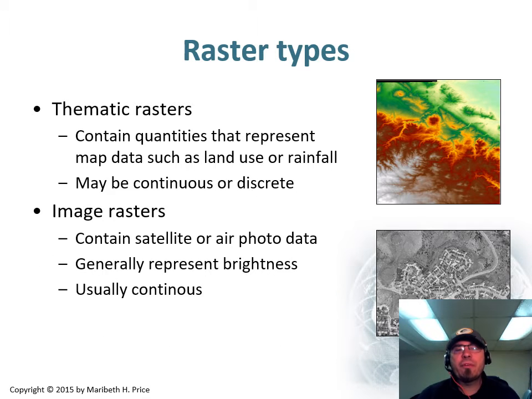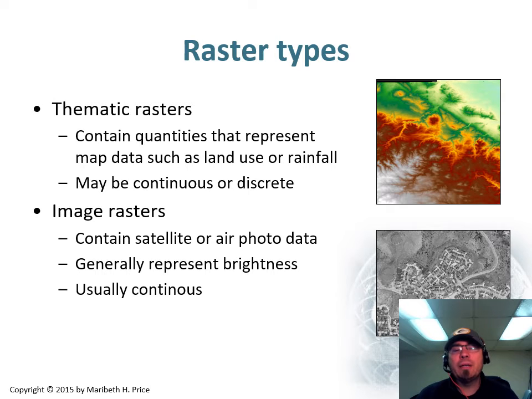So there are two types of main rasters. The one that we would be dealing with in the program would be thematic rasters, things like what's called a digital elevation model, or DEM, which shows elevation. That's what that picture is in the upper right. Or a discrete raster like the one you saw on the previous slide with land use values.